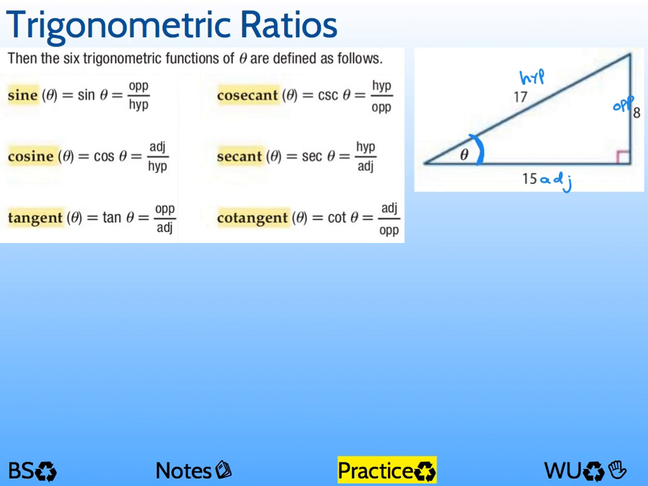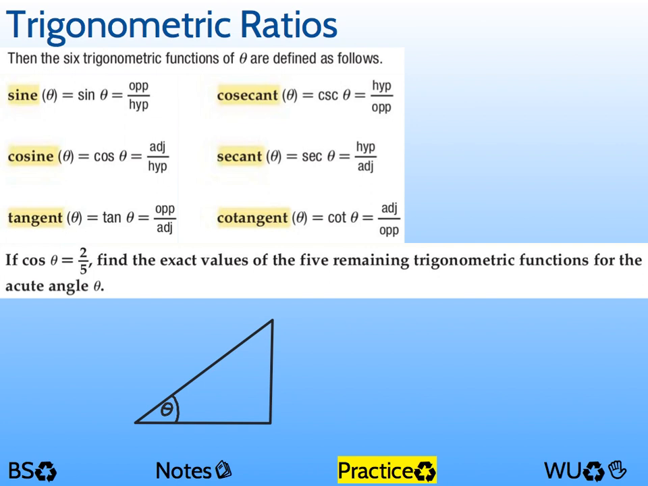Since sine is the opposite over the hypotenuse, that's just 8 over 17. Cosine is the adjacent over hypotenuse, so that's 15 over 17. And tangent is the opposite over the adjacent, so that is 8 over 15. Cosecant is 17 over 8. Secant is 17 over 15. And cotangent is 15 over 8.